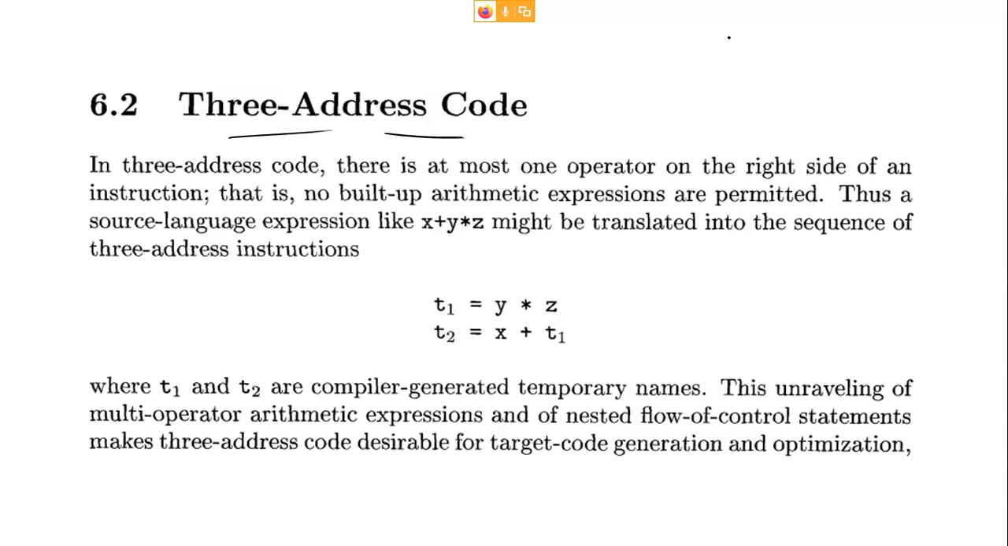We will see why it is so popular, because three address code makes optimization easy. Our main focus is on optimization, that's why we have taken it. So what is this three address code? The name itself suggests that it has something to do with three addresses. Basically at most three addresses you can have in some instruction.